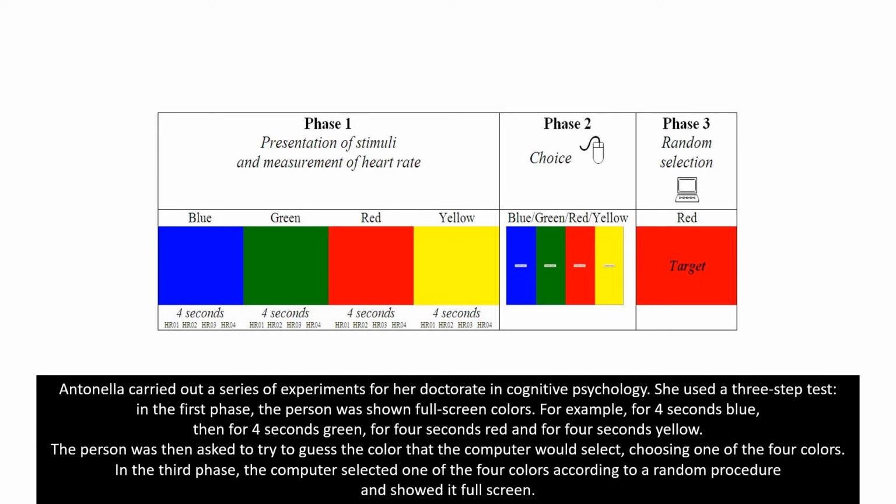The person was then asked to try to guess the color that the computer would select, choosing one of the 4 colors. In the third phase, the computer selected one of the 4 colors according to a random procedure and showed it full screen.